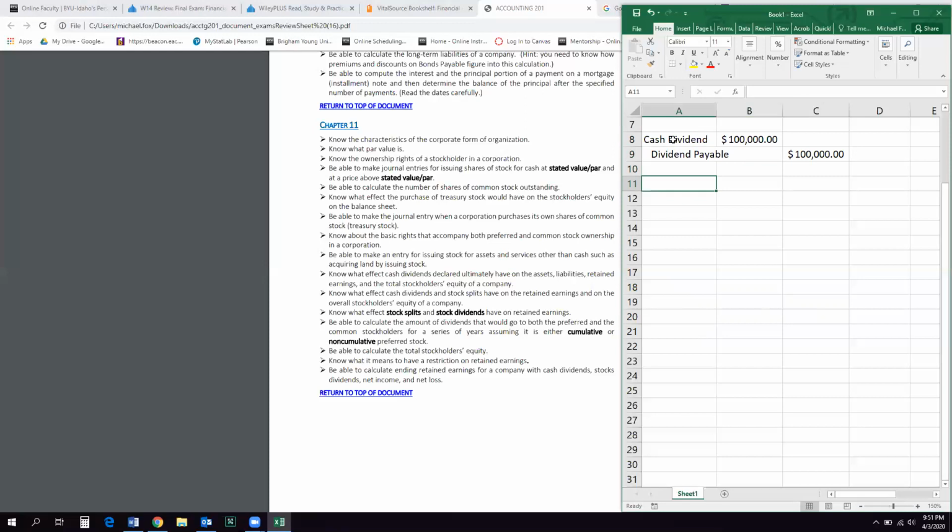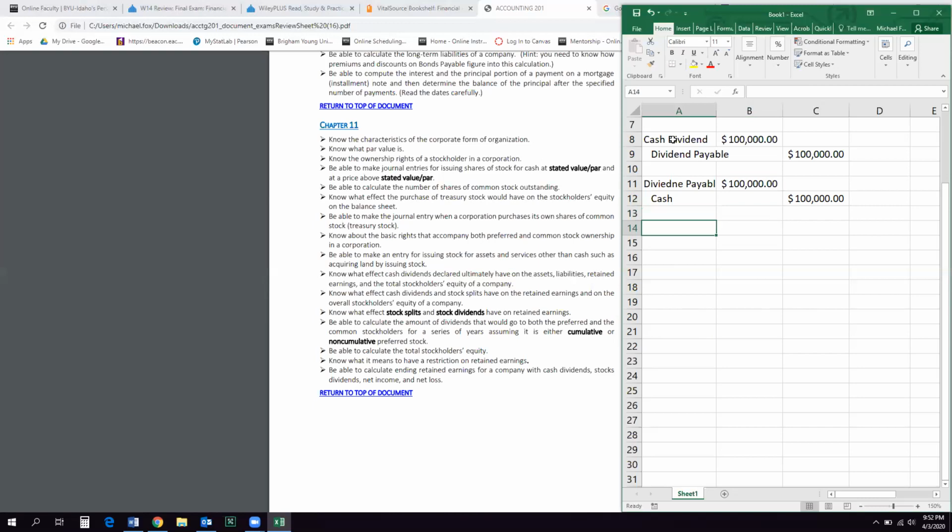So the entry will look like this. Then on the date of record, nothing will happen. There'll be no journal entry. Then on the payout date, when we actually are going to pay that out, the journal entry will look like this. So an important thing to recognize is that when they declare the dividend, it's recorded as a cash dividend on the declaration date. Sometimes people get confused by that.